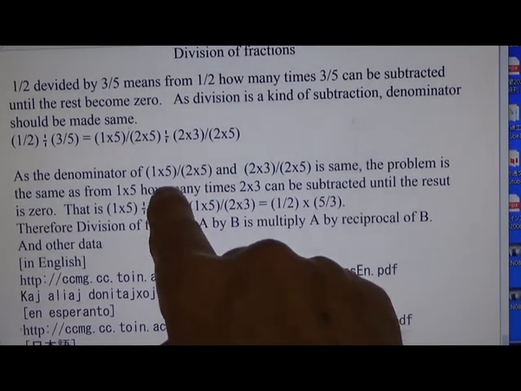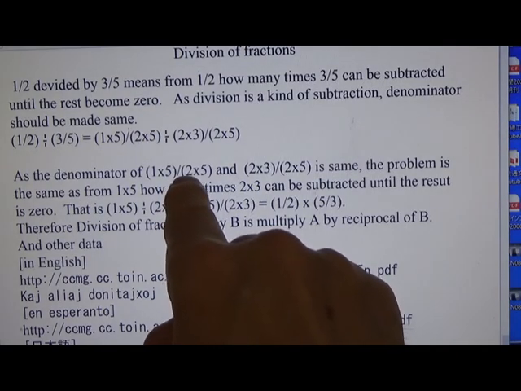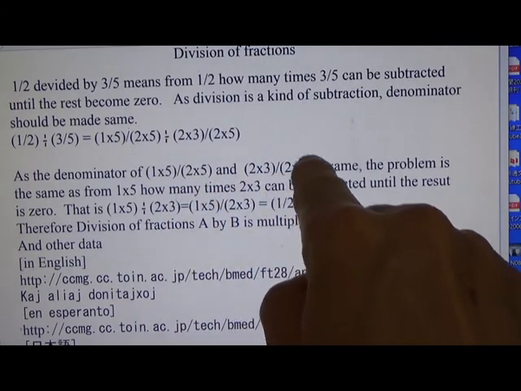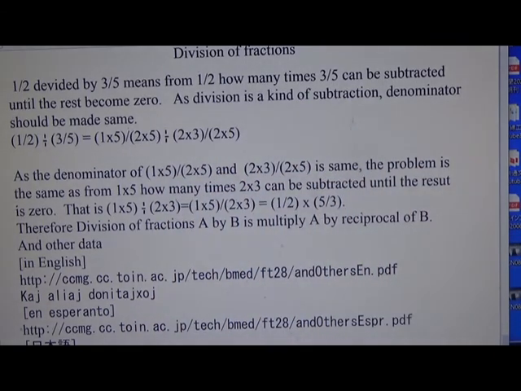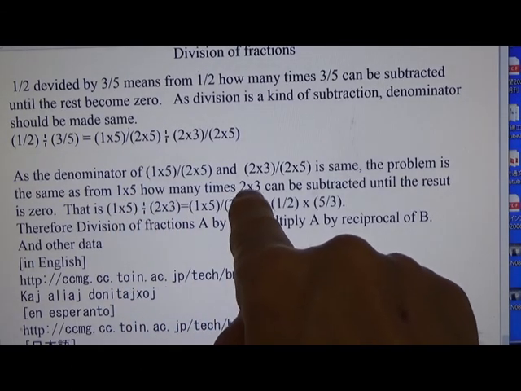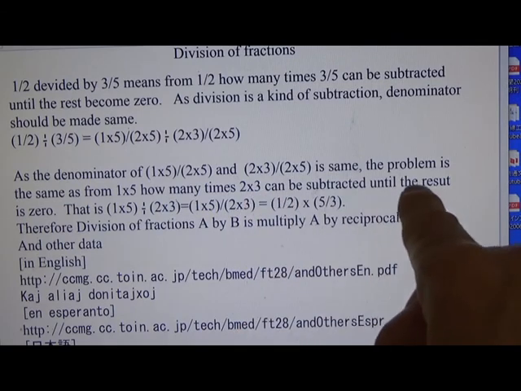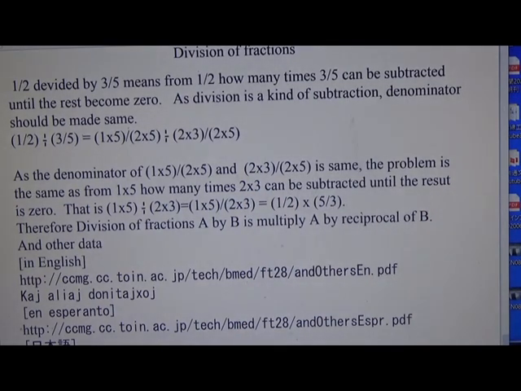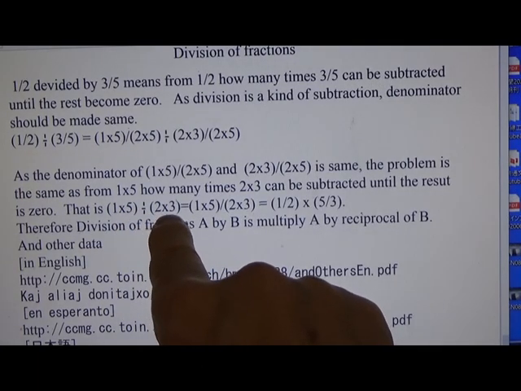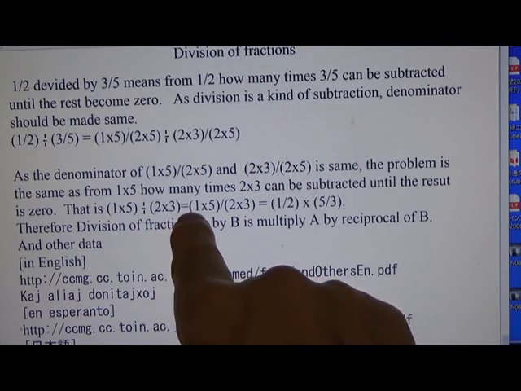The denominators of 2 multiplied by 5 and 2 multiplied by 5 are the same. The problem is the same as 1 multiplied by 5, how many times 2 multiplied by 3 can be subtracted until the rest is 0. That is 1 multiplied by 5 divided by 2 multiplied by 3.